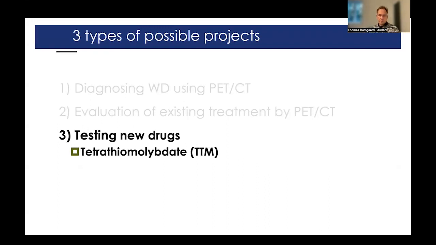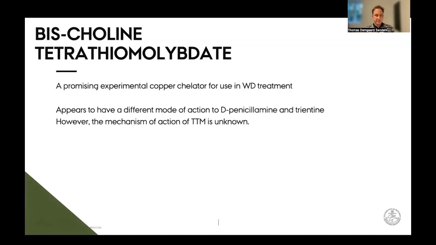And the third possible project I will talk to you about was the testing of new drugs, and I will use tiomolybdate, also known as Alexion 1840, to some of you. And I'm sure some of you have been on this drug. My PhD student, Frederick, did the work here. At the time, we started conducting these studies in collaboration with Alexion Therapeutics. It was a promising experimental copper chelator for use in Wilson disease treatment. It appeared to have a different mode of action to trientine, but the precise action of TTM was unknown at this time, and still is to some extent.